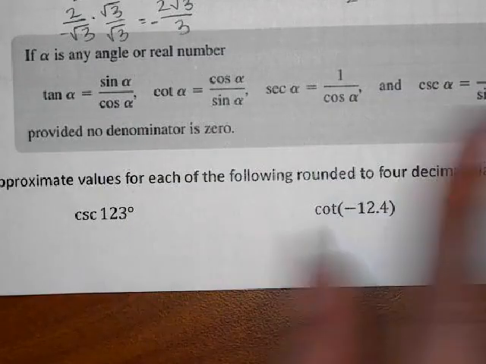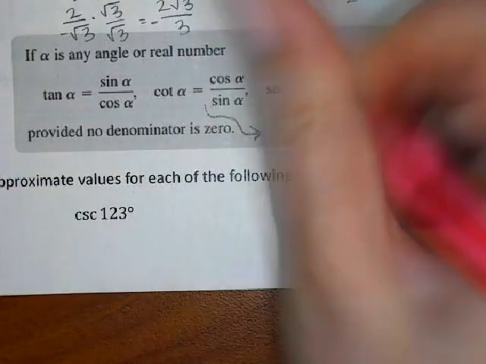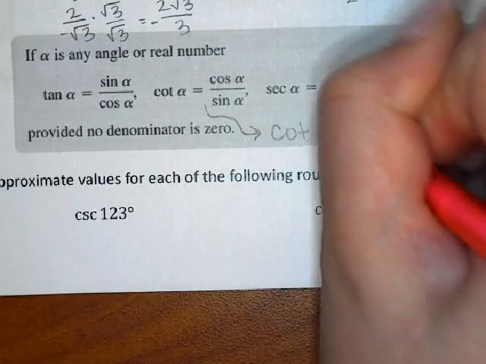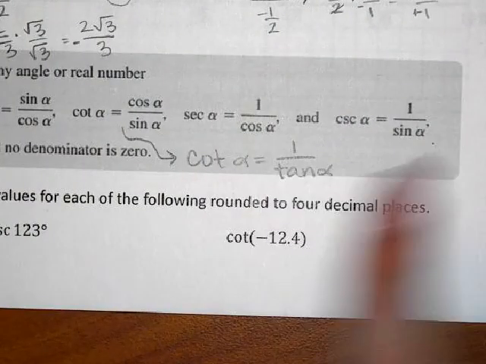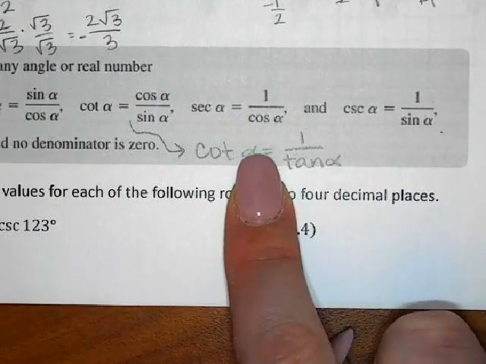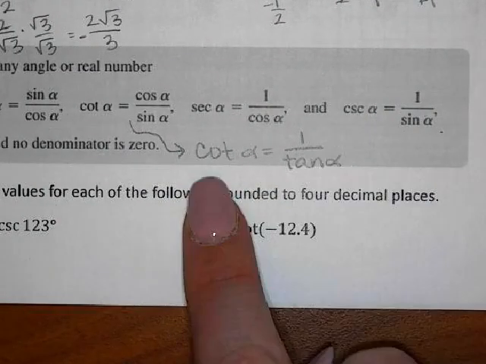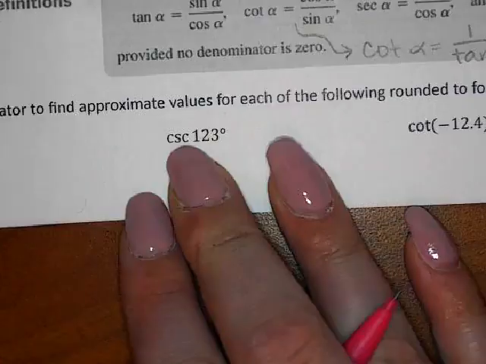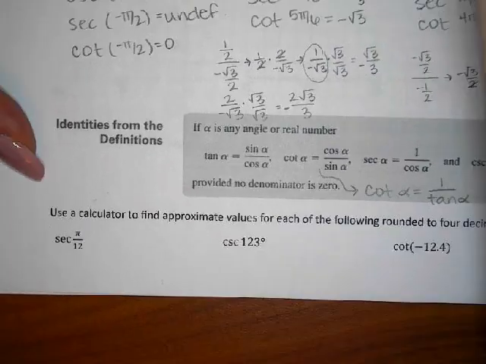I'm going to write another one for cotangent. The other one for cotangent is that cotangent is 1 divided by tangent. Now, these 3 are helpful because if you've looked at your calculator, you'll notice there is not a secant, cosecant, and cotangent button on the calculator. The only buttons you have are sine, cosine, and tangent. So if you get to a problem like this where it says use a calculator to evaluate these, you're not going to be able to do it unless you understand these other reciprocal identities.